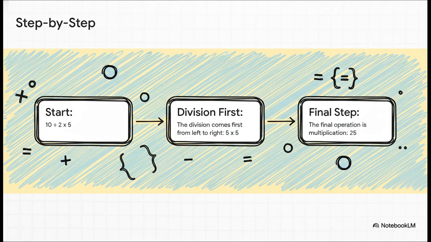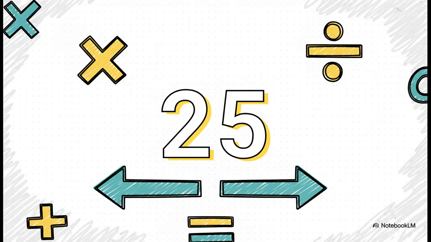All right, here we are. 10 divided by 2 times 5. So we scan from left to right. Are there any parentheses or exponents? Nope. Okay, next scan. Multiplication or division? What do we hit first reading from the left? The division. So we do that first. 10 divided by 2, that's 5. And now our problem is much simpler, just 5 times 5. And the last step is easy. 5 times 5 is 25. And there you have it, the correct answer. Isn't that wild? Just by applying that one simple left-to-right rule, we end up with a completely different answer. It just goes to show how much that little detail matters.